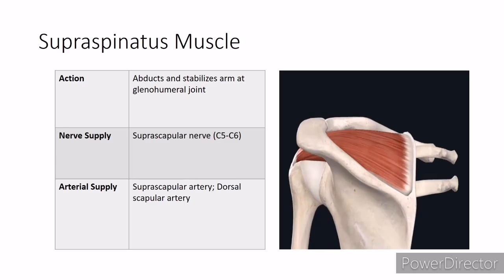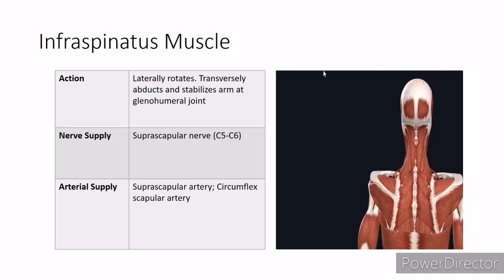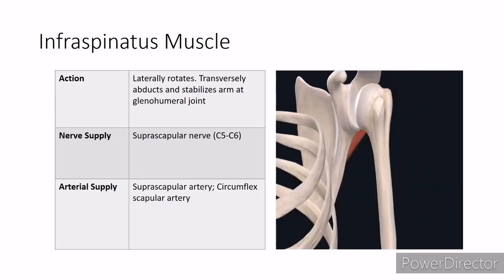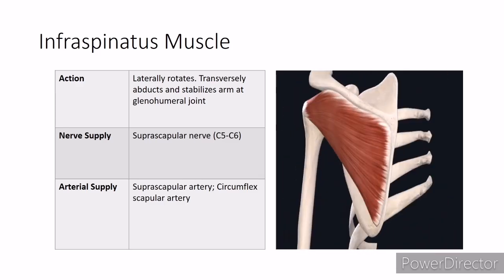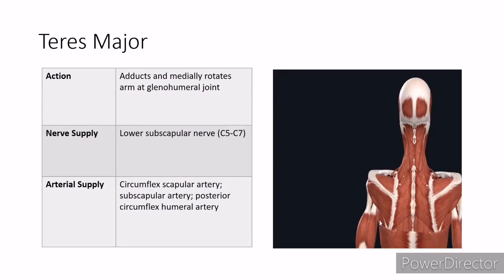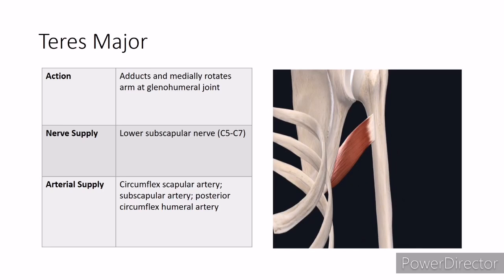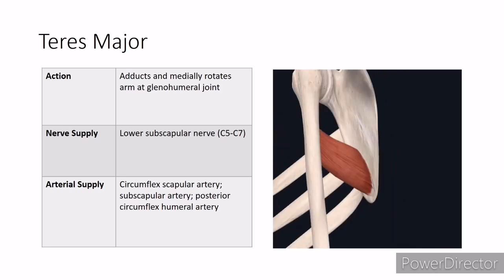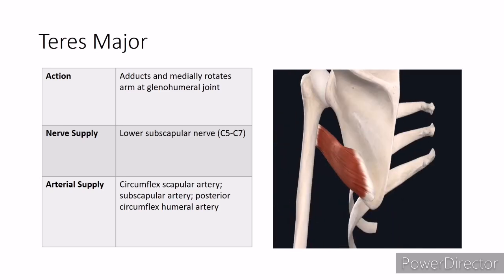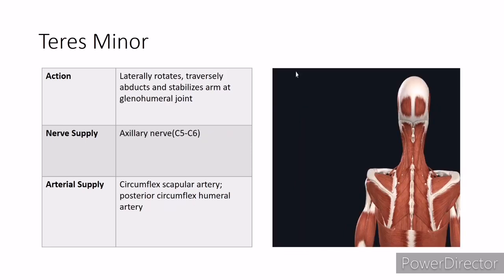Moving on, we have the infraspinatus muscle. It laterally rotates, transversely abducts, and stabilizes the arm at the glenohumeral joint. It is innervated by the suprascapular nerve and its blood supply is the suprascapular artery and circumflex scapular artery. We have the teres major muscle. It adducts and medially rotates the arm at the glenohumeral joint. It is innervated by the lower subscapular nerve, and its blood supply is composed of the circumflex scapular artery, subscapular artery, and posterior circumflex humeral artery. Take note, it is not part of your rotator cuff muscles.